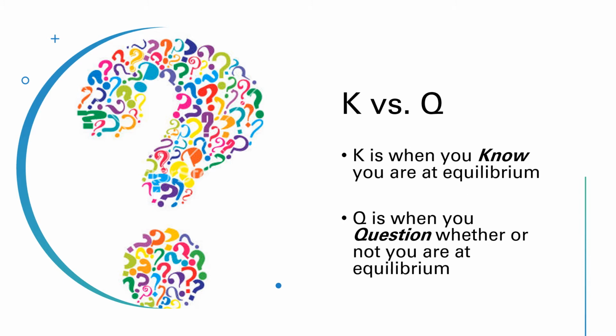All right, this new thing Q that we are introducing is very, very similar to K, but we use them in different situations. We're going to use K when we know we're at equilibrium, and the word know starts with the letter K, so that's when we use K. Q, however, is what we're going to use when we are questioning whether or not the reaction has reached equilibrium. So if you know it's at equilibrium, we call it K, and if we are questioning whether or not it's at equilibrium, we're going to use Q.